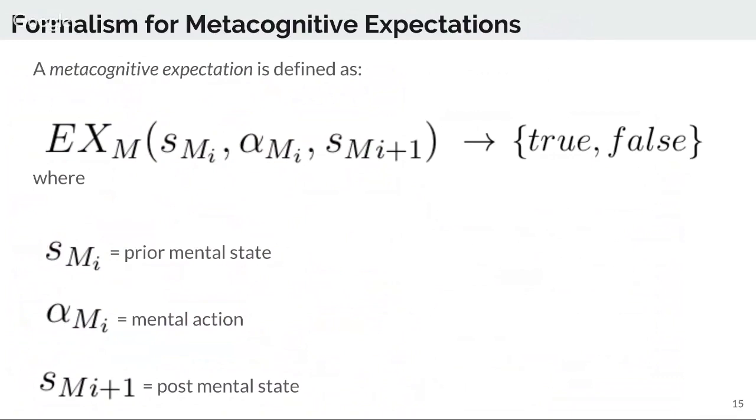Essentially, it's a function. This is what we have so far, and I think that moving forward this will evolve and we'll have richer types of these, but even just this alone can be powerful. So we have a prior mental state, which is like a snapshot of the memory, a post-mental state, and a mental action. And essentially, the expectation holds or it doesn't hold. So it's either true or false.